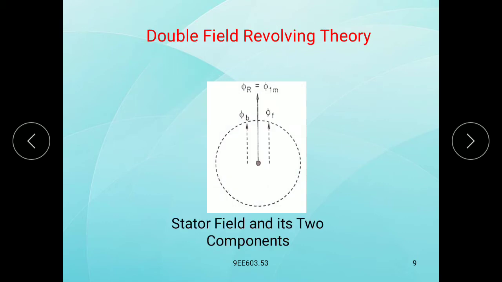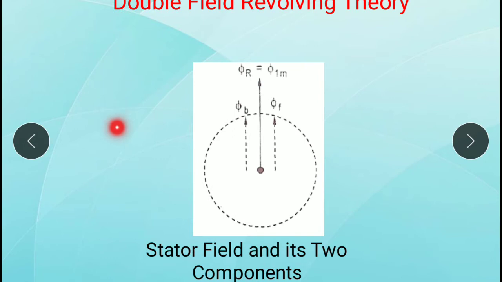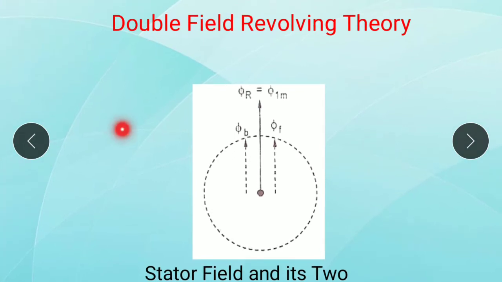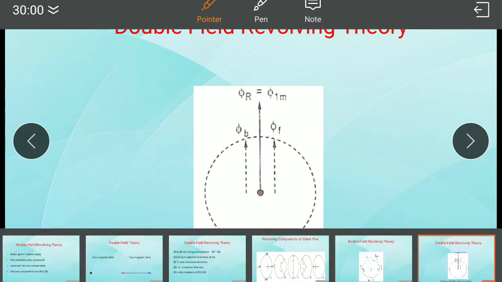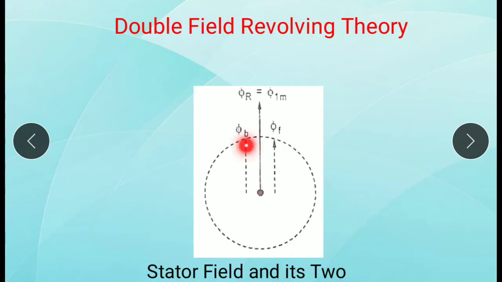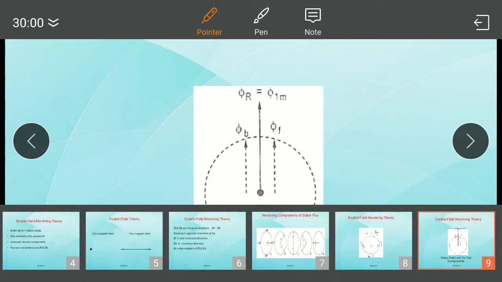So now, double field revolving theory. The stator field and its two components are in the same direction, as given here: the forward flux φf and the backward flux φb. Here these are in the same direction, so we get φr equal to φ1m.